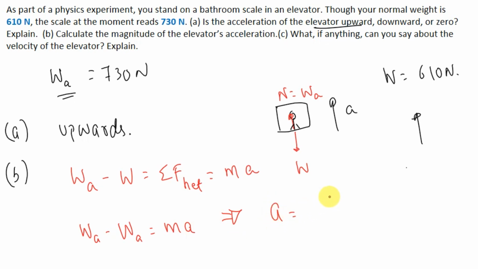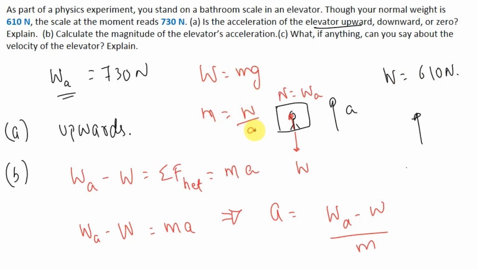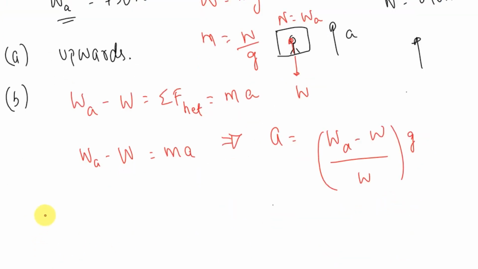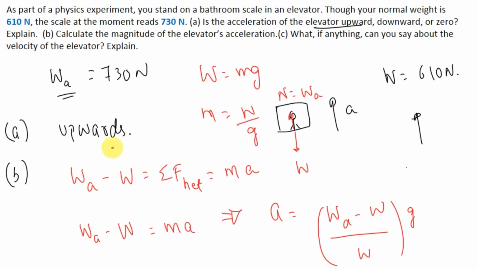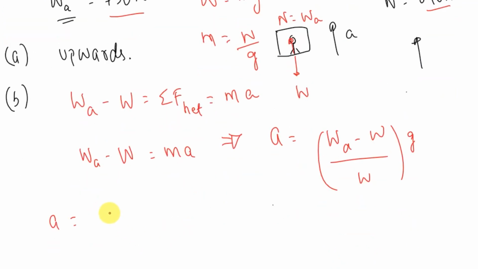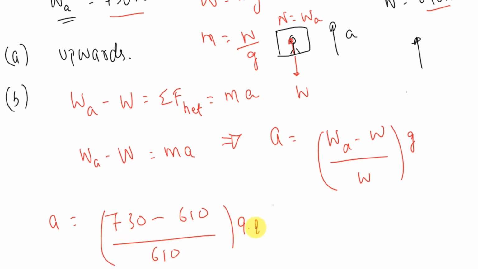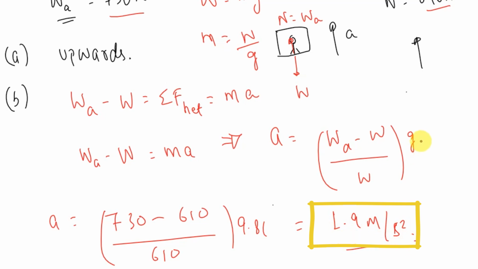And from here, acceleration a is equal to, sorry, this is W here, WA minus W divided by the mass, this is the acceleration. And one more thing, W is nothing but mg, so we can replace mass with W over g. So here we can write W over g, and g comes in the numerator like this. Now we simply have to put the values. So the acceleration a would be equal to WA, the apparent weight, is 730 and the actual weight is 610. So 730 minus 610 divided by 610 times 9.81, which is equal to 1.9 meter per second squared. So this is the answer for the B part.